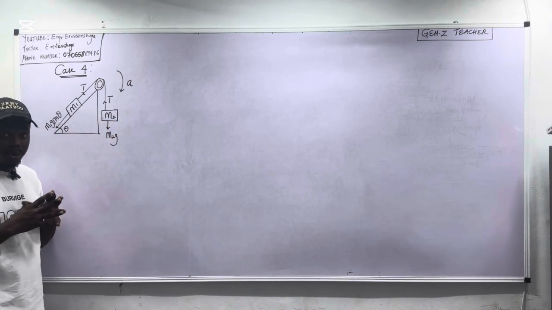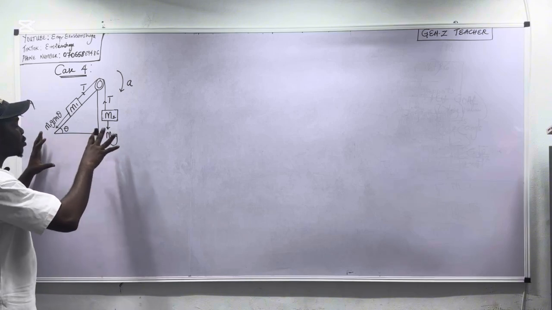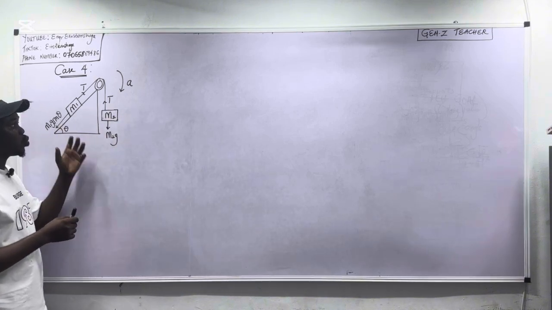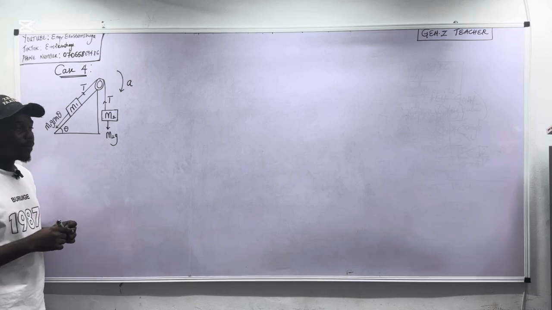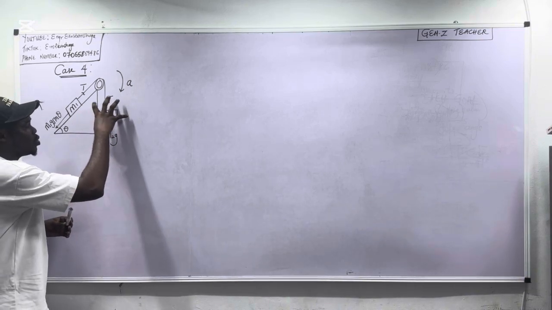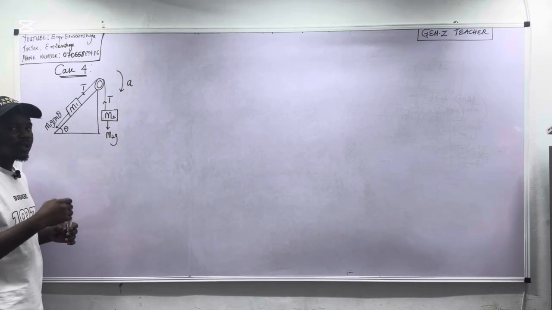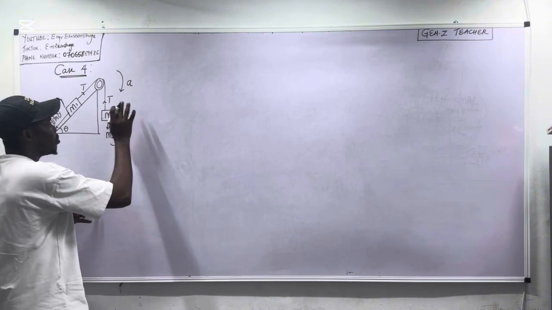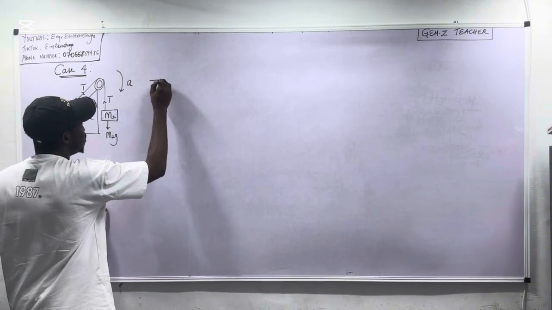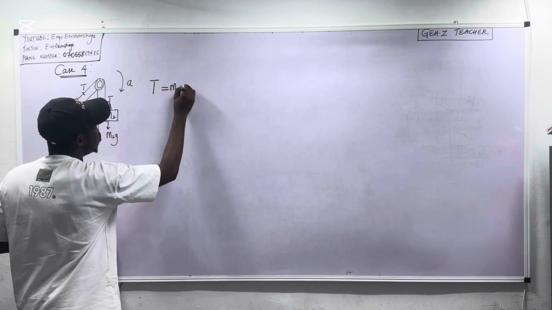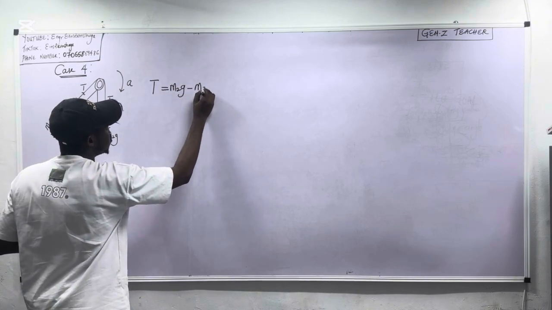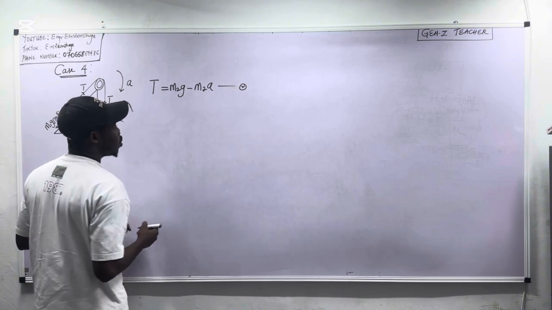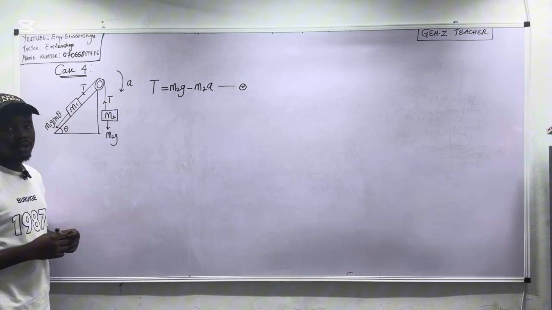Now let's get down to business. Quickly, we're going to separate the diagrams into two parts. We're going to work with mass 2 first and then mass 1. To not waste our time, we've already done something that looks like mass 2 in our previous cases, right? So we can just quickly say for mass 2, the tension is equal to m2g minus m2a. Don't forget, for mass 2, the tension is equal to m2g minus m2a.